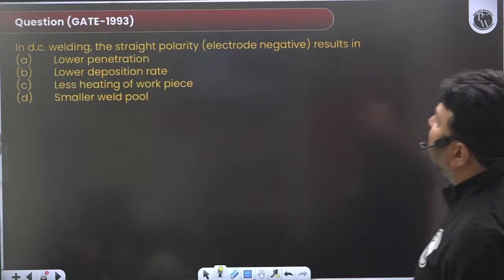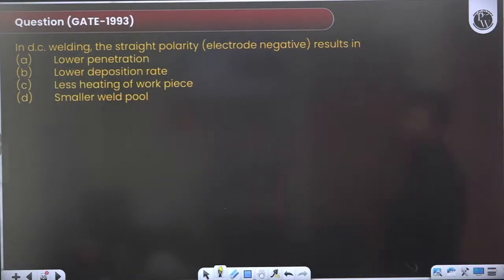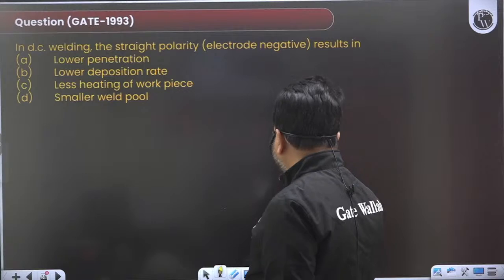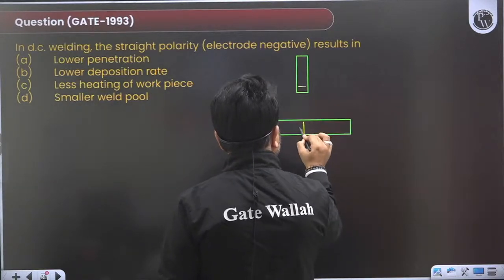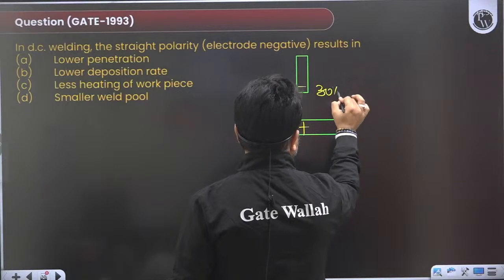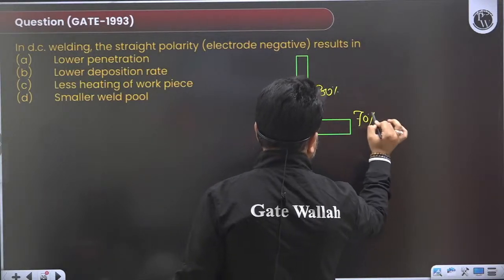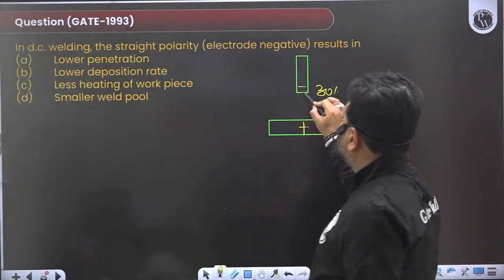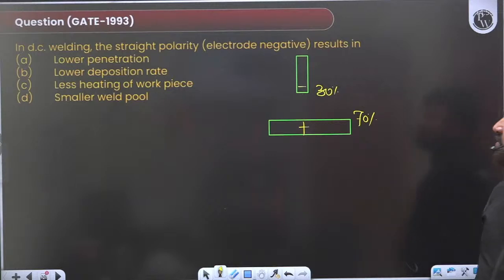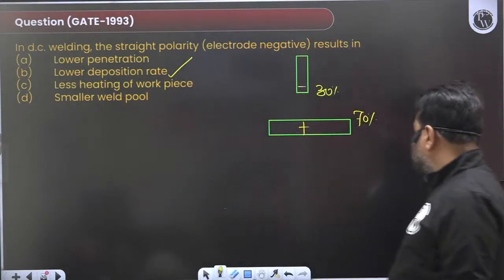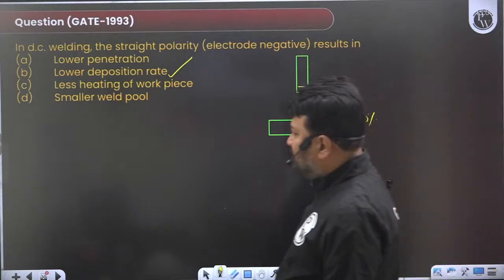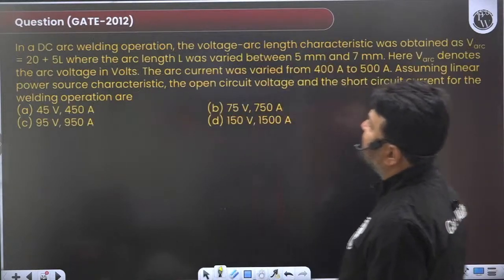In DC welding, straight polarity result in, straight polarity means what? Electrode is negative and workpiece is positive. 30% heat at electrode and 70% heat at workpiece. So heat is less at electrode, so lower deposition rate will take place from the electrode side. Clear? Lower deposition rate will take place.